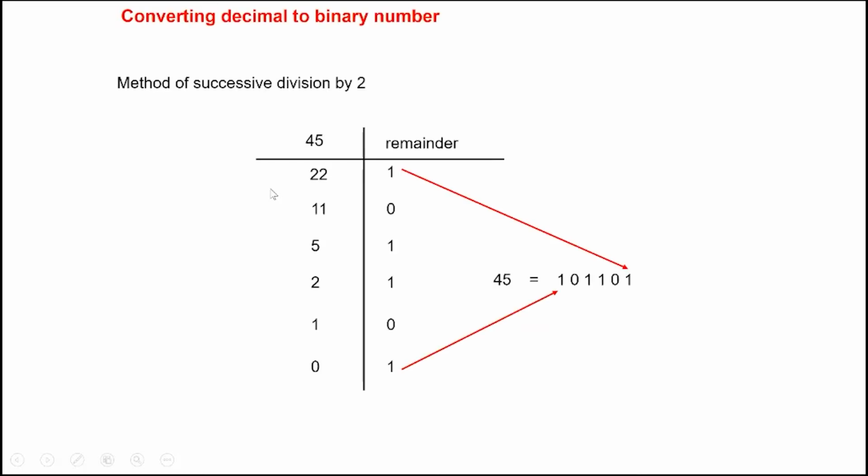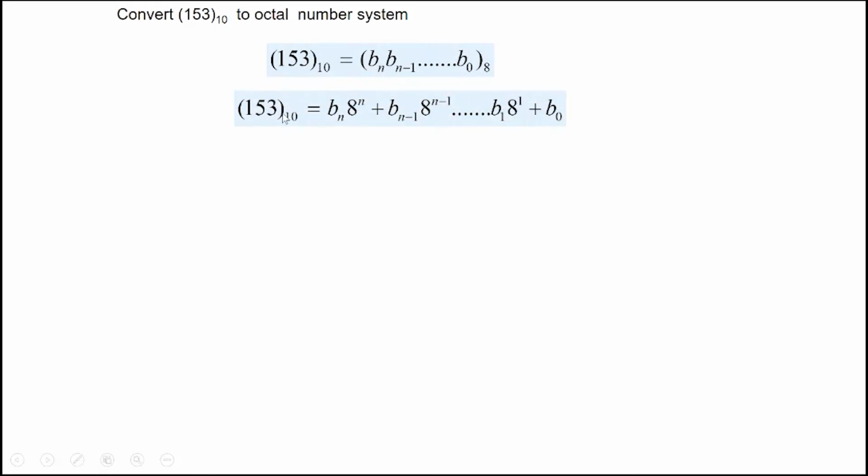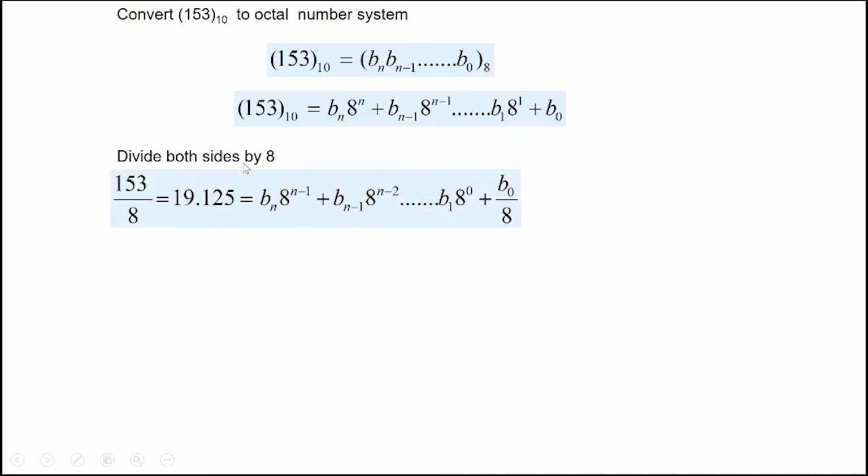Now the process can be generalized. We are converting into a binary number. But if, let's say, you're interested in converting a decimal 153 to an octal number system, you follow the same procedure. 153 to the base 10 is equal to B0 plus B1 times 8 to the power 1, and so on. Then you divide both sides by 8 here. So you get 19.125, and so therefore B0 by 8 must be equal to 0.125. Again, same thing after the decimal: this part cannot contribute after the decimal point, so B0 by 8 must be equal to 0.125, so B0 is equal to 1.